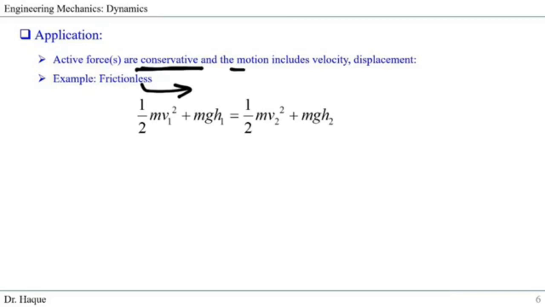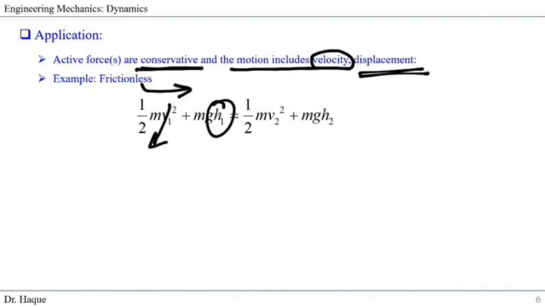Also, the problem must involve velocity and displacement. Why? Because to apply conservation of energy, you need velocity. If your problem doesn't have a velocity condition or displacement, which is height, you cannot apply this equation. So these are the conditions you need to check. If those are available, you can apply conservation of energy.